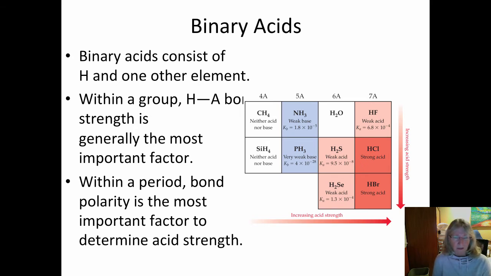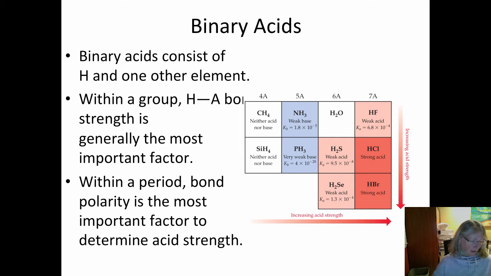in your PowerPoint notes. When we refer to a binary acid, this is an acid made of hydrogen and one other element. And potentially all the substances that you see in this upper right corner of the periodic table, from compounds formed from those elements, could potentially be acids. Let's take a look at how we can figure out if they are or are not acids, and which factor, your bond strength or your bond polarity, is going to influence the strength of the acid the most as you travel across a period and as you go down a column.